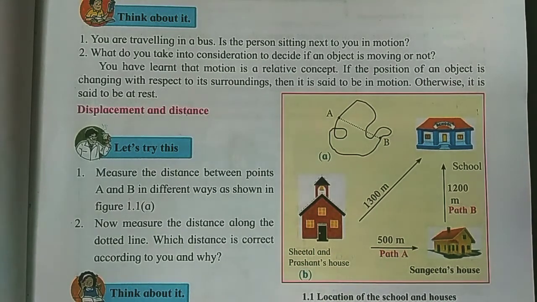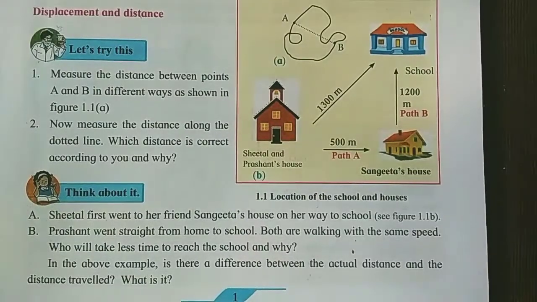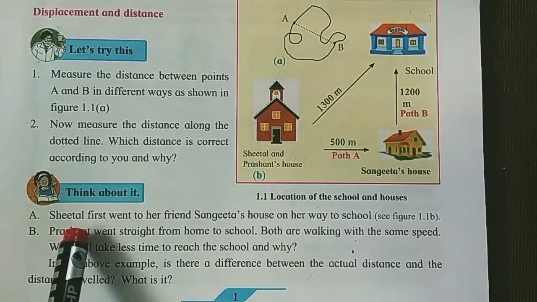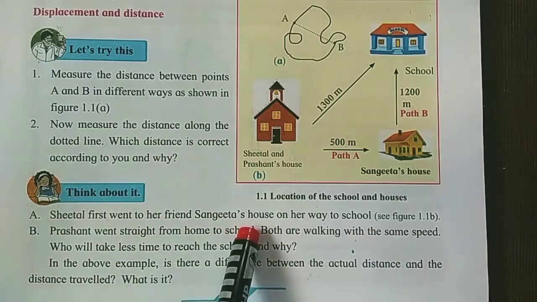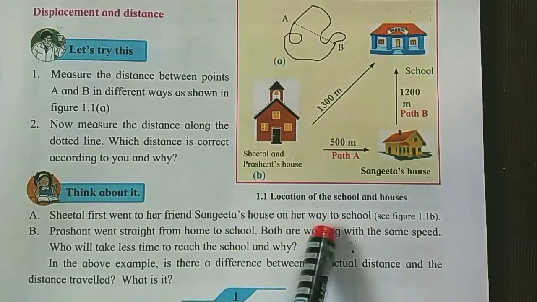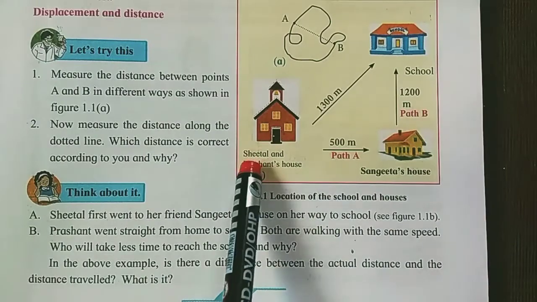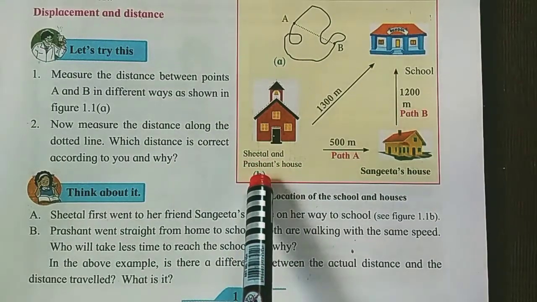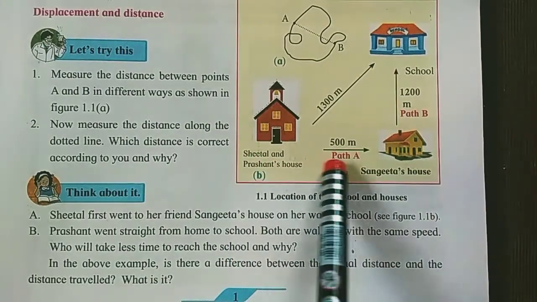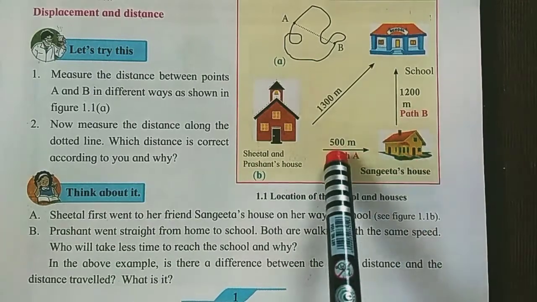What is given here? So see here, Sheetal first went to her friend Sangeeta's house on her way to school. So this is Sheetal and Prashant's house, and Sheetal is moving towards Sangeeta's house, which is 500 meters.